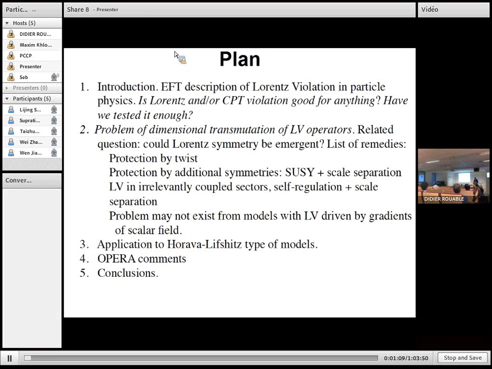But I would probably start with introducing the effective field theory description of Lorentz violation in particle physics, and possibly also talk a little bit about whether we have tested it enough. And then I'll mention my recent work on the application of this to the problem of Lorentz violation in an interesting gravity model that surfaced not that long ago. It goes under the name of Hořava-Lifshitz.